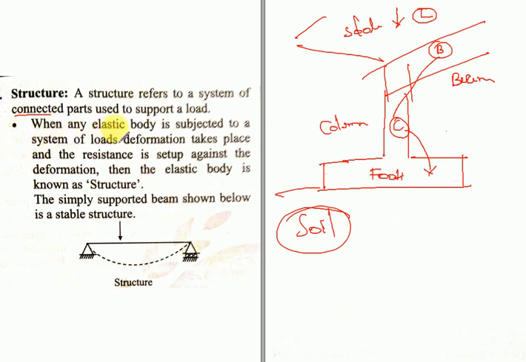Next, when an elastic body is subjected to a system of loads, deformation takes place and resistance is set up against the deformation, then the elastic body is called a structure. They have given a simply supported beam here, and when the load is applied on this simply supported beam, you can see the structure getting deflected like this. Because of the deflection of the structure, there will be a deformation. Because of the deflection, a resistance gets developed at the supports, and there will be a horizontal resistance, but in this roller support there won't be any horizontal resistance.